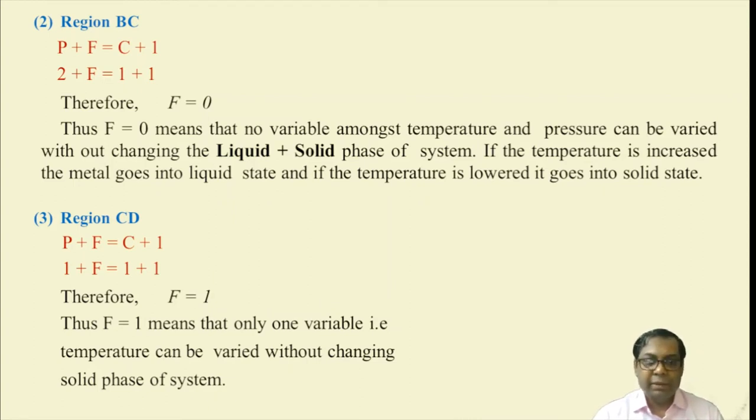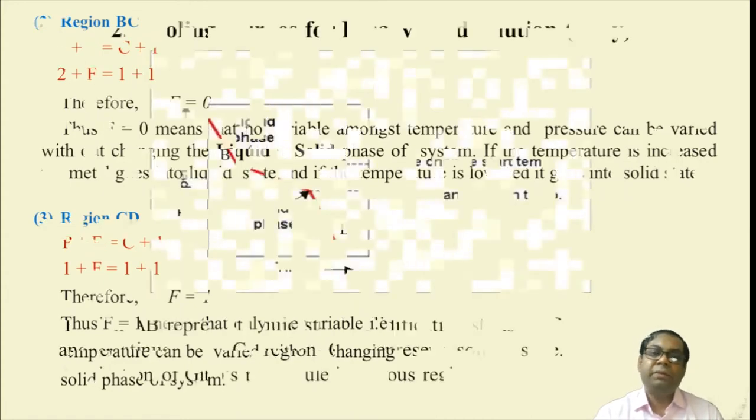And the last part, region CD, where we get P equal to 1, and F we have to find out, C equal to 1 also. So finally we are going to get F equal to 1 from the equation. It means that only one variable, that is temperature, can be varied without changing the solid phase of the system.